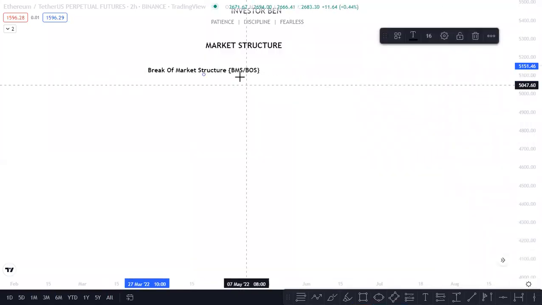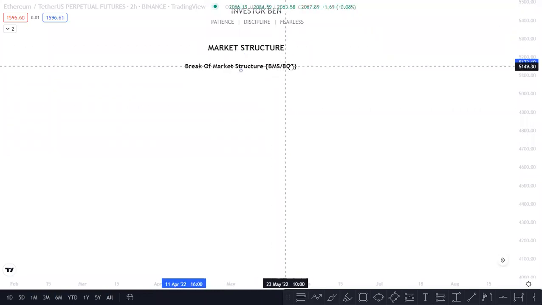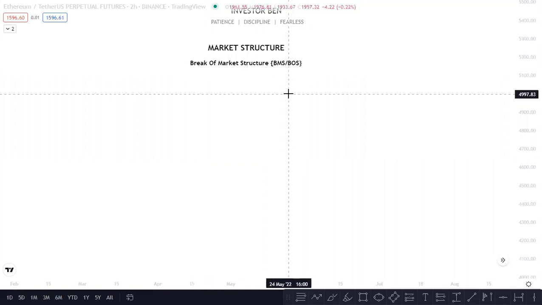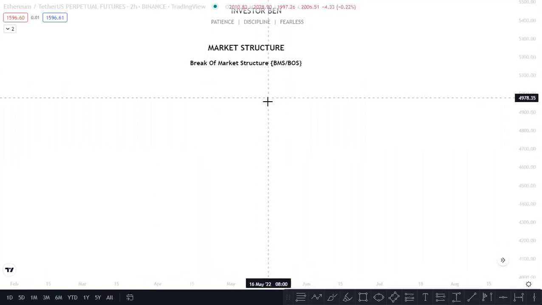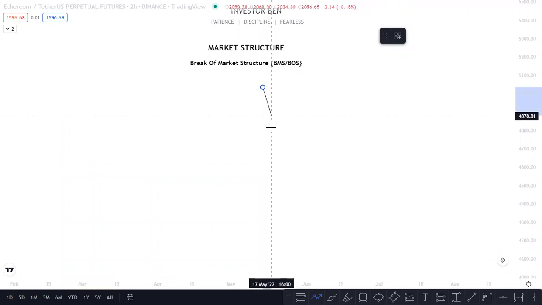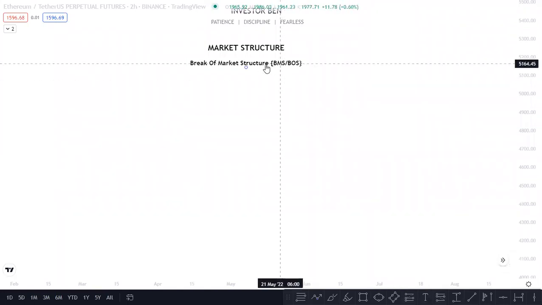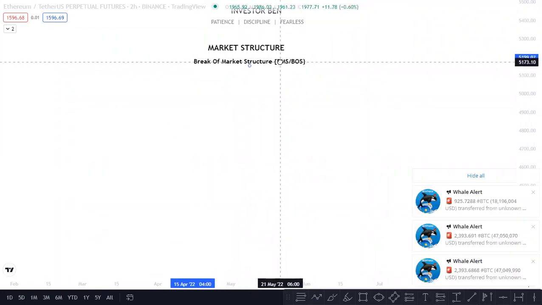So this is what we'll be treating as break of market structure, right? Break of market structure is simply price continuation, when price tends to give you continuation patterns. If you are in an uptrend, price tells you that the uptrend is still to go on. And if you are in a downtrend, it tells you the downtrend is simply to continue moving on. So it's a continuation pattern, break of market structure.